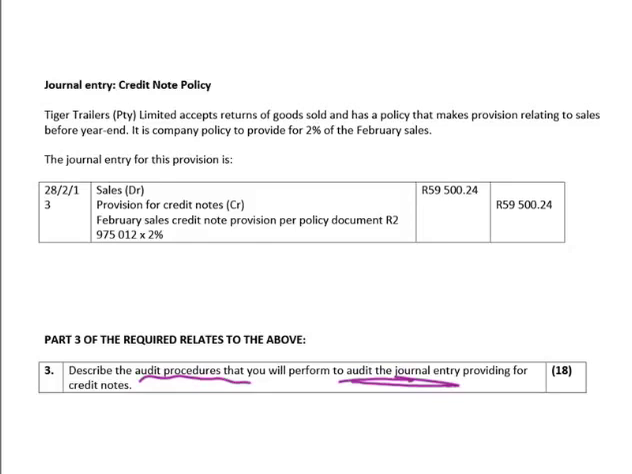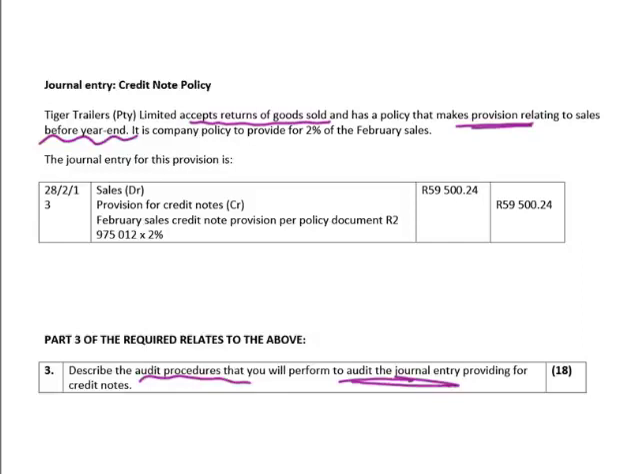Let's read through our scenario. It says Tiger Trailer Limited accepts returns of goods sold. Because whenever they accept something that has previously been sold, there needs to be an adjustment. They have a policy that makes provision relating to sales before year end. So what is their policy? How do they make provision for this? How do they know that what they're adjusting is actually appropriate? And that's where we come in.